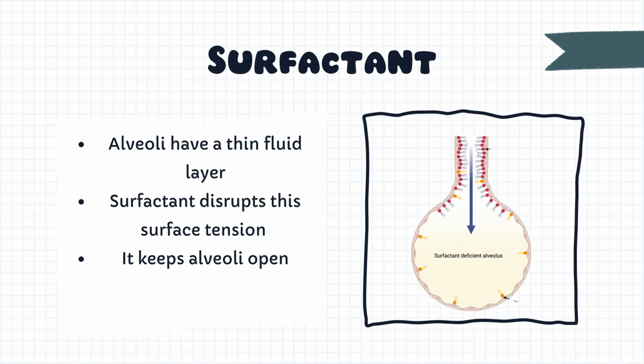Let's talk about surfactant. The alveoli are lined with a thin fluid layer. This creates surface tension, which can cause the alveoli to collapse. Surfactant is made by type 2 alveolar cells. It reduces surface tension and prevents alveolar collapse, especially during expiration. Without surfactant, small alveoli would collapse into larger ones. This is called atelectasis. In premature infants, lack of surfactant causes neonatal respiratory distress syndrome.